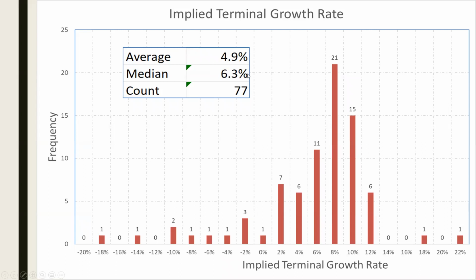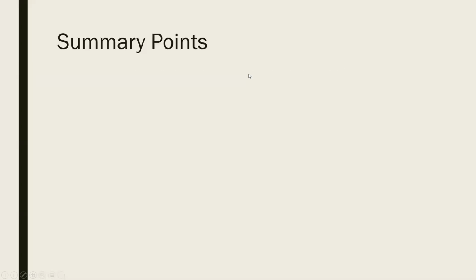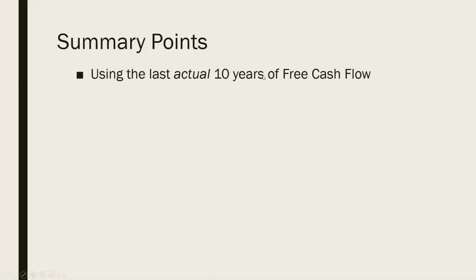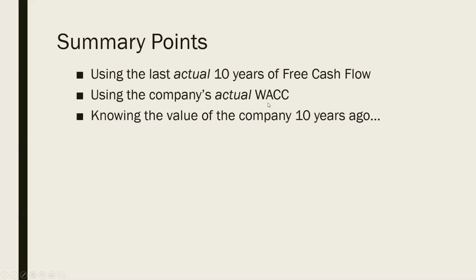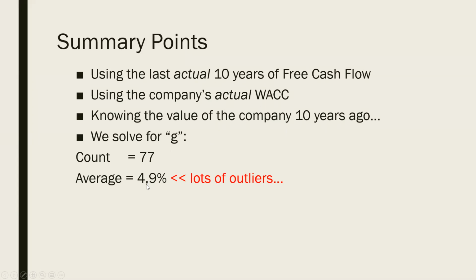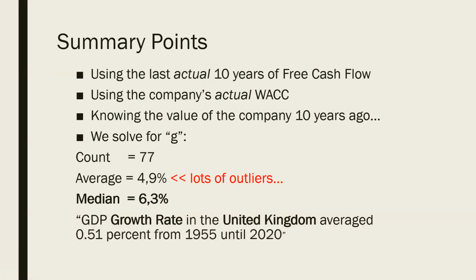But these numbers are much higher than what GDP was. So using the last 10 years of free cash flows, using the company's actual WACC, and there are some issues with this, knowing the value of the company 10 years before all of this, we solve for G. We've got 77 companies in the data. We get an average of 4.9, let's call it 5%, with lots of outliers in the data, and the median of 6.3. That gets rid of outliers, or tries to smooth for them.